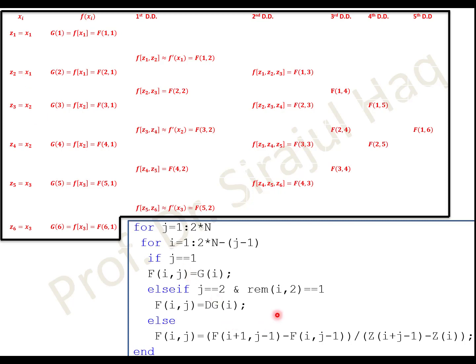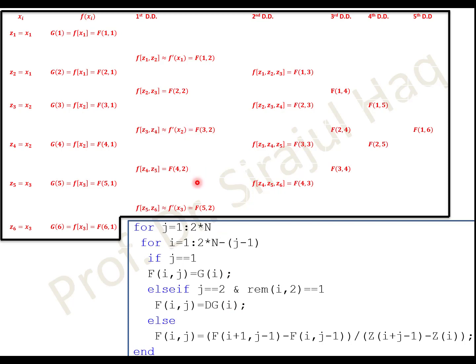Which will take i equal to 3. Divide 3 by 2, 1 is the remainder, so it will use this one. So f of 3, 2, the derivative of the function. i is 3, dg of 3, and you know that dg of 3 is the derivative of the function at x equal to x2, it matches with that one.